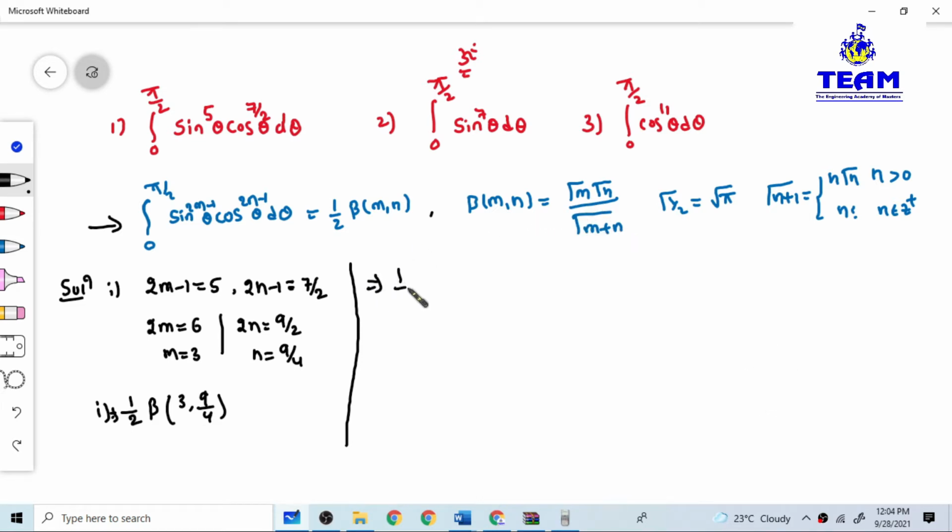So this implies 1 by 2 is 1 by 2. Now you write down what is the m value you have? 3. What is the n value? 9 by 4. Write down gamma 3 gamma 9 by 4 divided by gamma of 3 plus 9 by 4. Okay friends, now 1 by 2 is 1 by 2. Here you observe, friends, gamma 3. 3 is what here? An integer. Whenever an integer is there, gamma of n plus 1 is equal to n factorial. So in place of n plus 1, what do I have? 3. So I can write n as what?